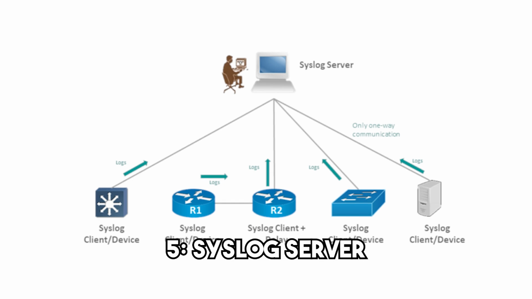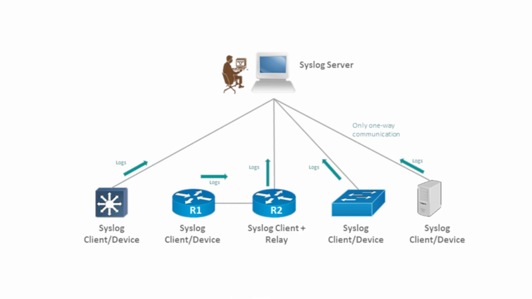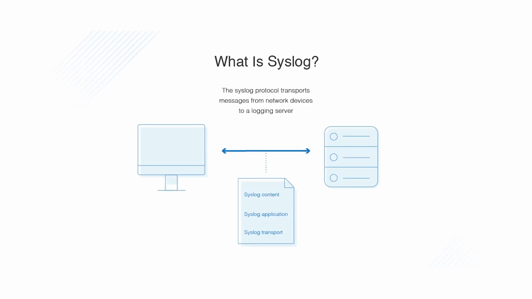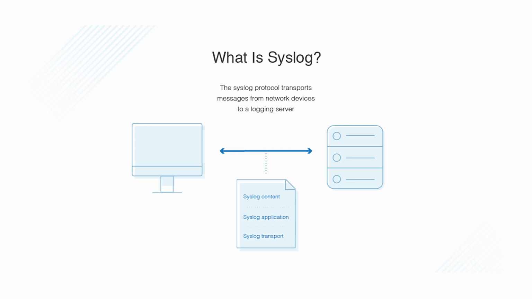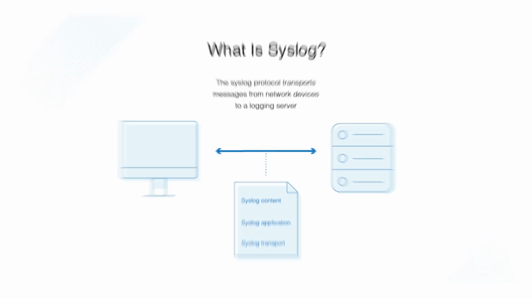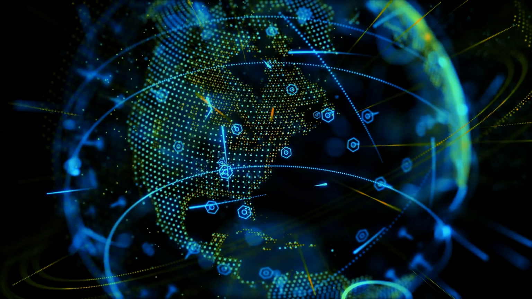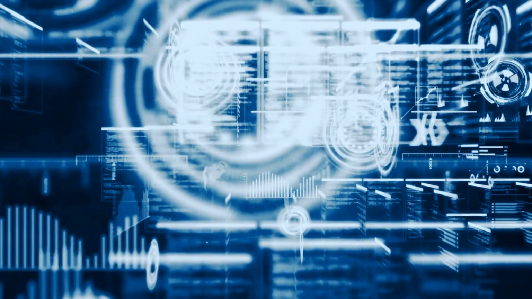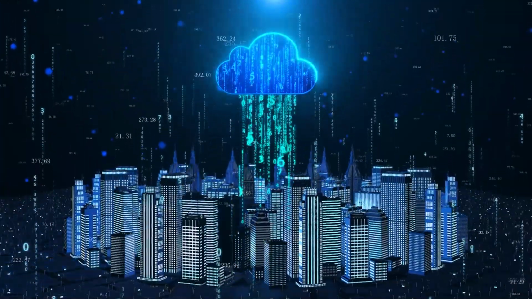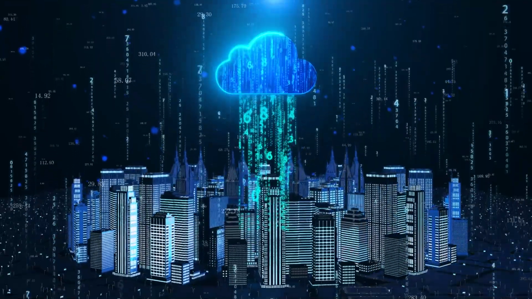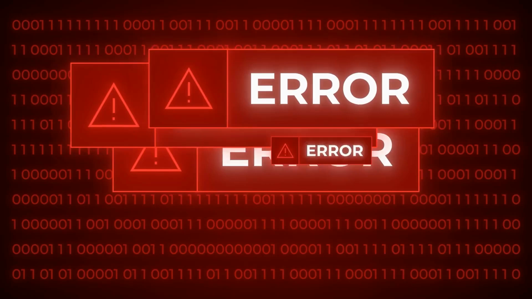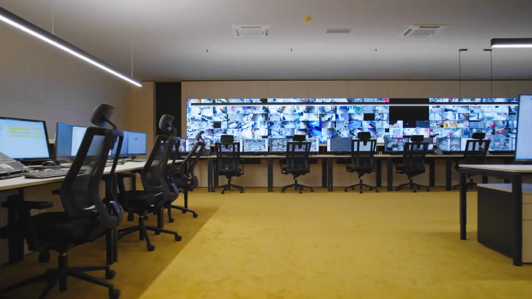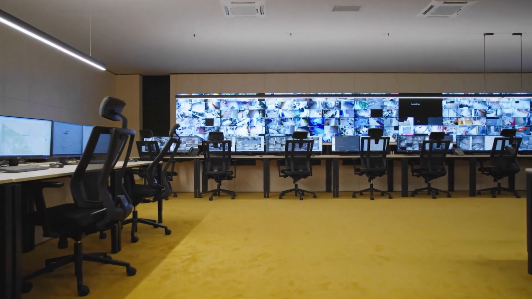5. Syslog server. Next up is the Syslog server, an unsung hero in IT environments. This type of server collects and stores log messages from other devices on the network. Every router, switch, server, and firewall generates logs. Records of what it's doing, who accessed it, what errors occurred, and more. A syslog server centralizes all those messages in one place, making it easier for system admins to detect issues, troubleshoot problems, and audit activity. If something goes wrong on a network, a syslog server is often the first place tech teams look for answers.